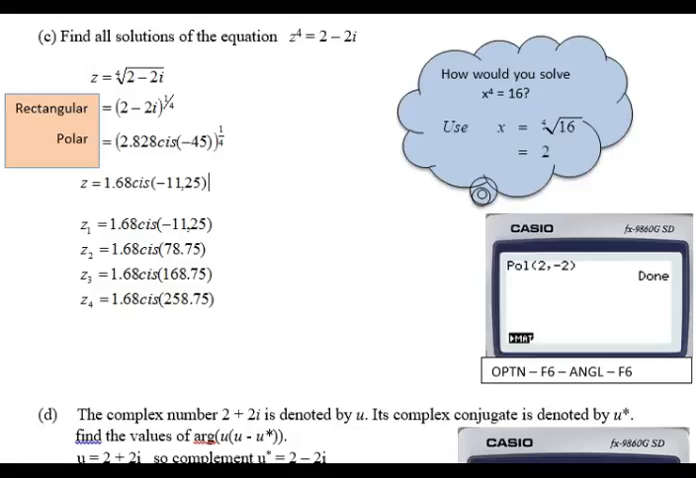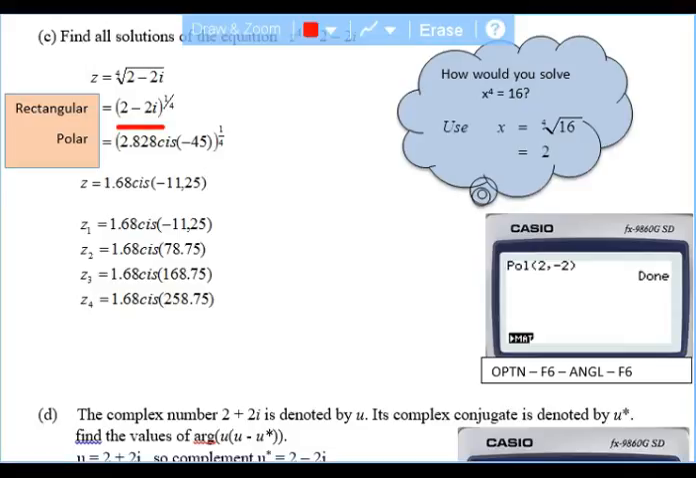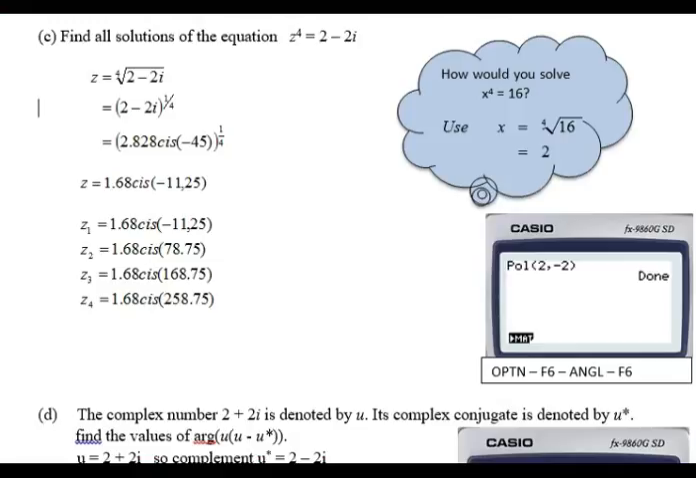There's many ways, but one way is on the calculator, going through that sequence option F6, angle F6. The 2 and the minus 2 has come from this 2 minus 2i. Our first step is to take the 4th root of 2.828 and multiply negative 45 by a quarter. That gives our first answer, 1.68 cis negative 11.25.